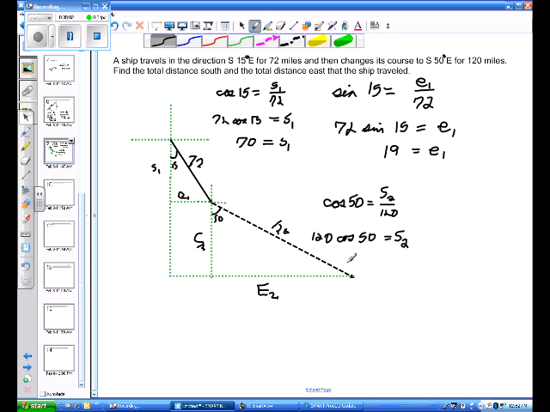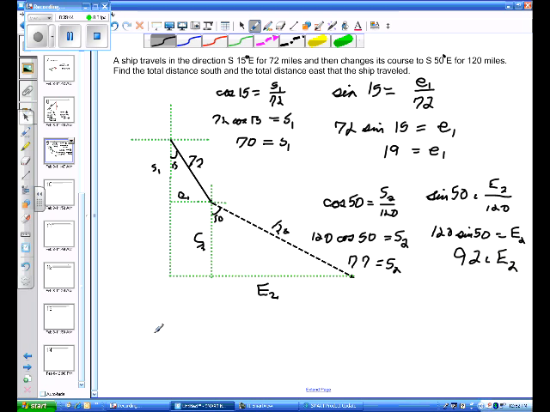Which would be 77. For the east, that's your opposite side and hypotenuse, so that would be the sine of 50 equals the opposite over the hypotenuse. Which would be 92 miles.